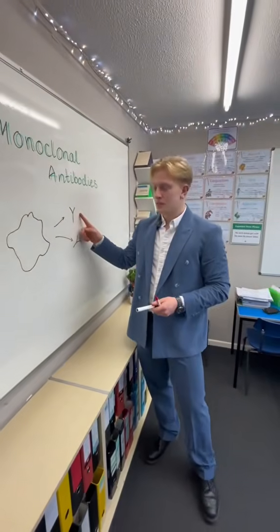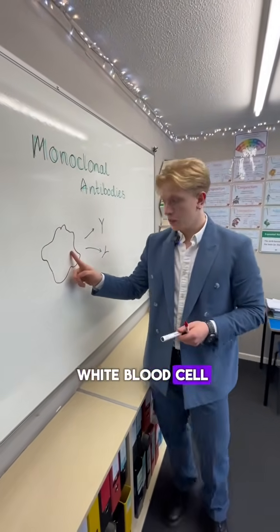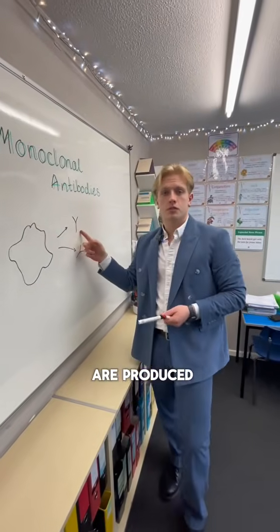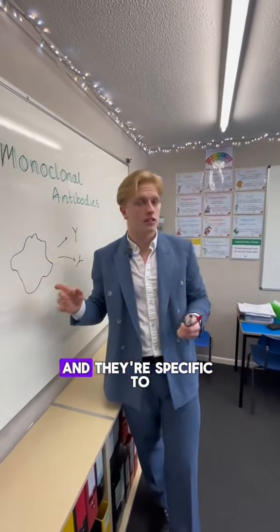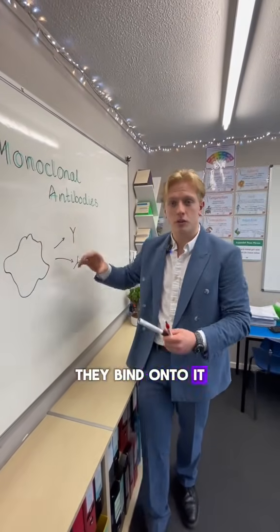An absolute mad thing in Biology Paper 1 for triple only is monoclonal antibodies. This is everything you need to know. Let's start with antibodies, which are these little Y-shaped molecules. They are made by a specific type of white blood cell called a lymphocyte. Antibodies are produced when we are infected by a certain disease, and they are specific to the disease, the pathogen that causes that disease. They bind onto it and attack it.